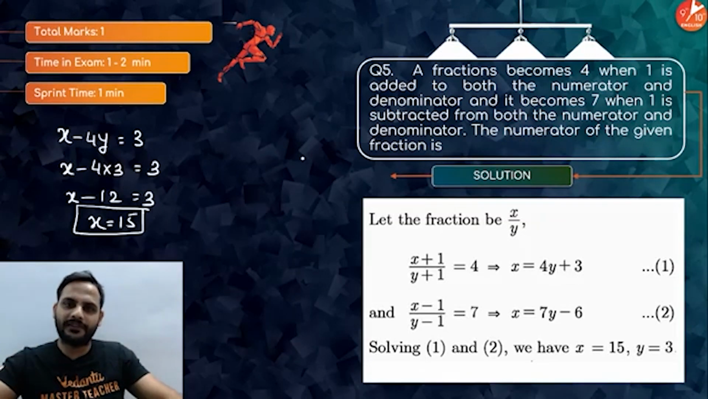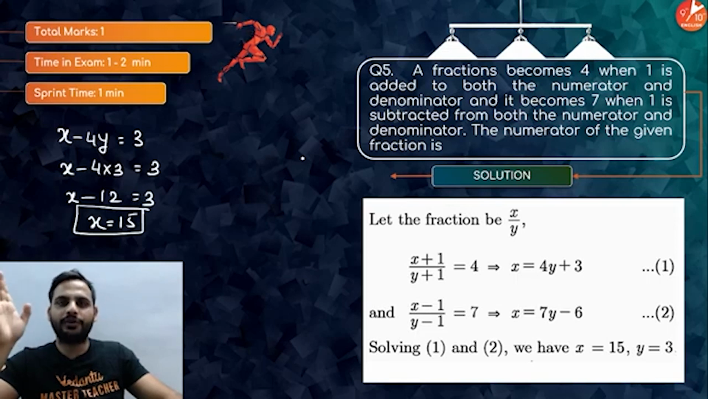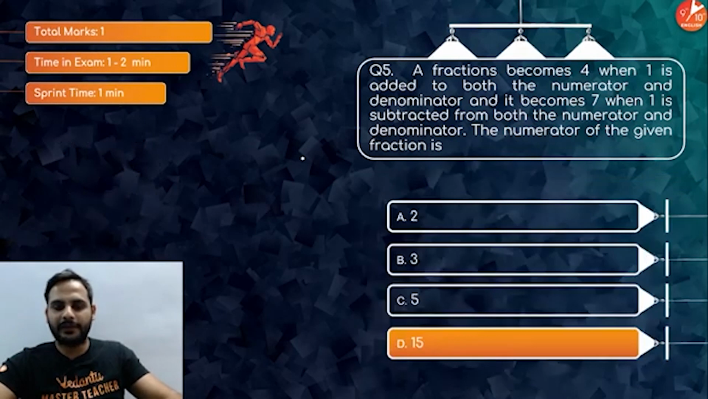Now if I add plus 1 in both, so I'll say 15 plus 1 is 16. 3 plus 1 is 4. 16 by 4 is 4. And if I subtract 1 from both, 15 minus 1 is 14. 3 minus 1 is 2. 14 by 2 is 7. Right? Okay. Clear? Let's move ahead. आगे बढ़ते हैं बेटा.